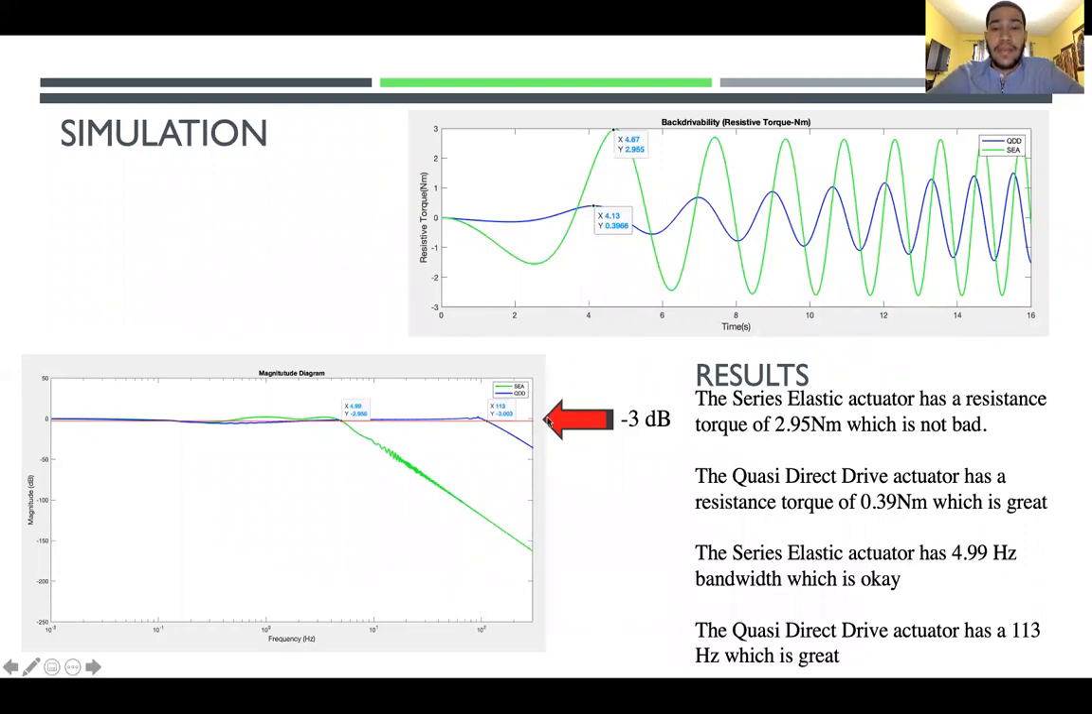The bandwidth, as stated earlier, you calculate at negative decibel, and the SEA actuator had a 4.9 hertz bandwidth, which is pretty good and responsive, while the QDD had a very impressive, much higher bandwidth at 113 hertz, which is pretty great.